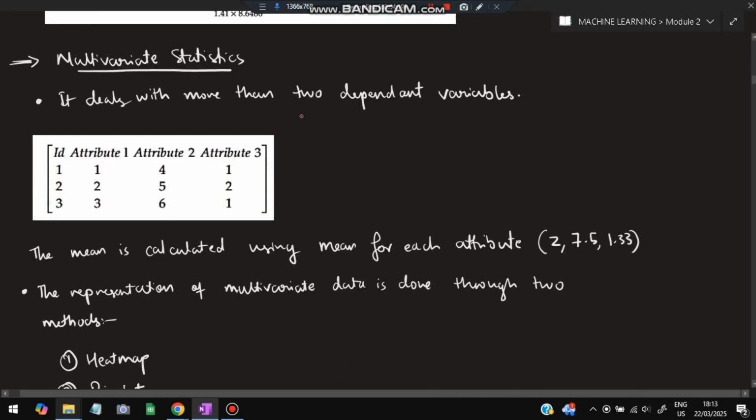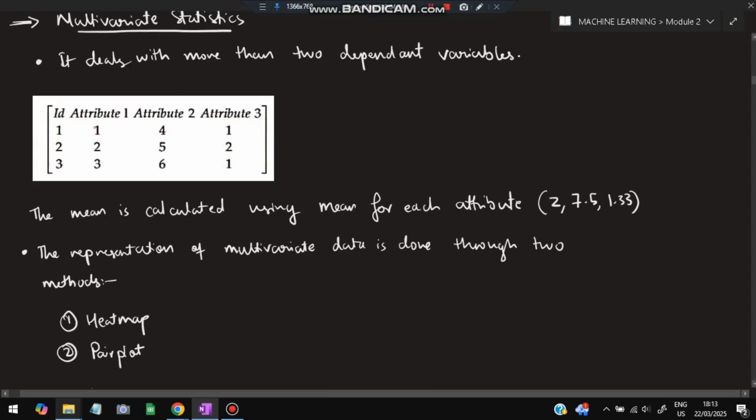Now we are dealing with the multivariate. Multivariate means more than two. Suppose there is an id which depends on attribute 1, attribute 2, attribute 3. The attribute values are also given here. Another id is there, another id is there, so this is dependent on three attributes, so it is multivariate.